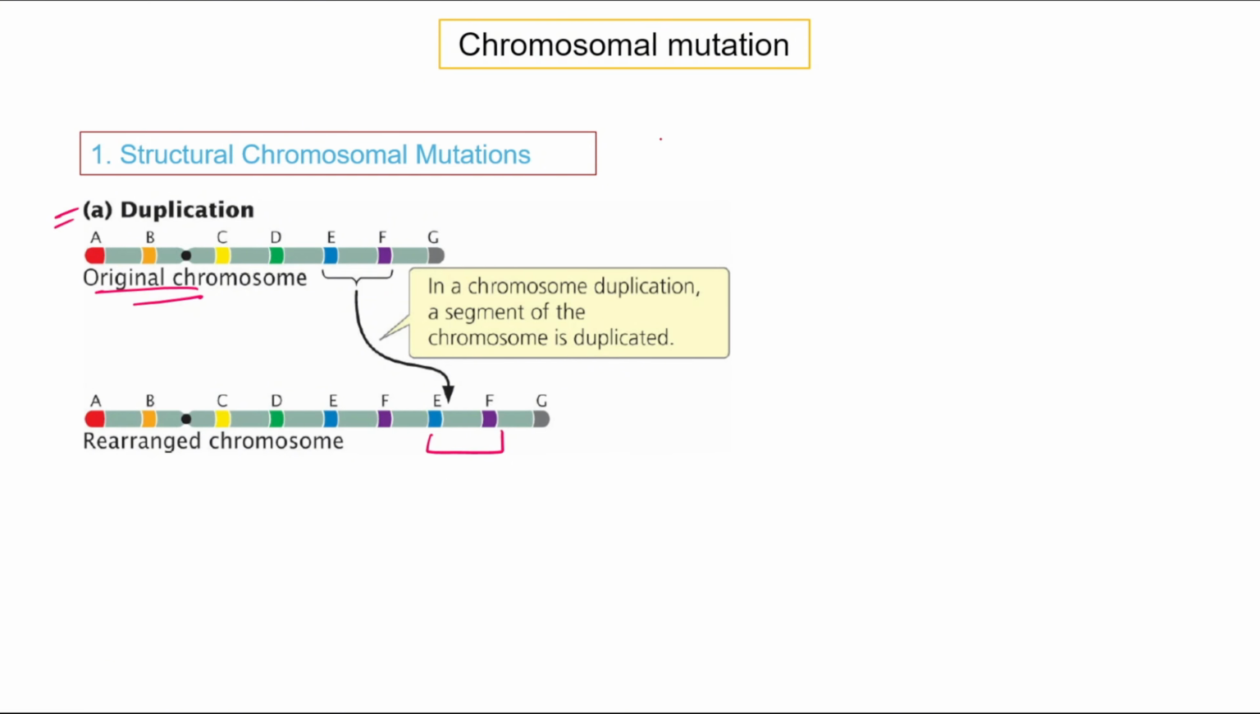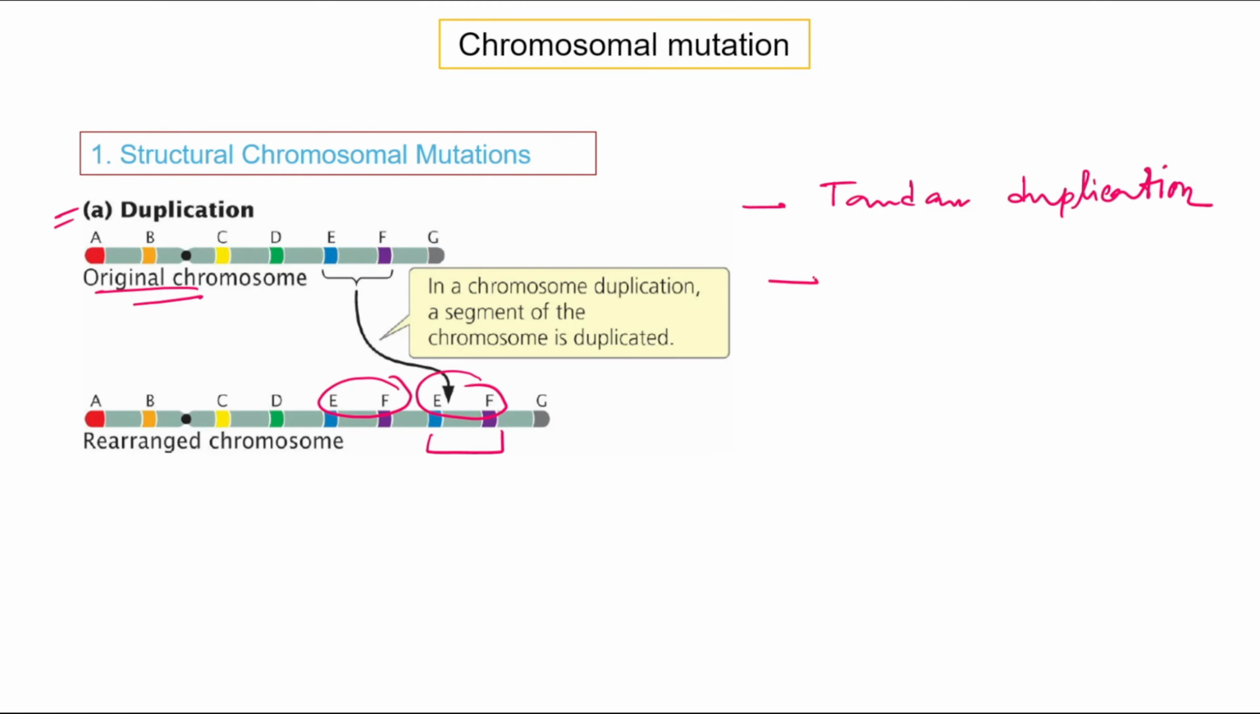So there are 3 types of duplication. One is tandem duplication. This type of duplication is where the duplicated segment is adjacent to the original segment, like this. This is the original segment. This segment is duplicated adjacent to the original segment, and this mutation is called tandem duplication.